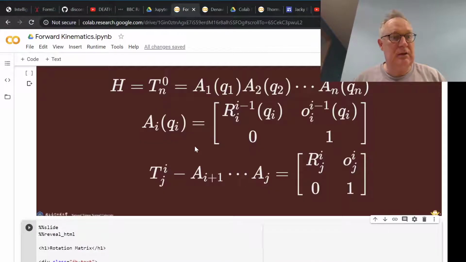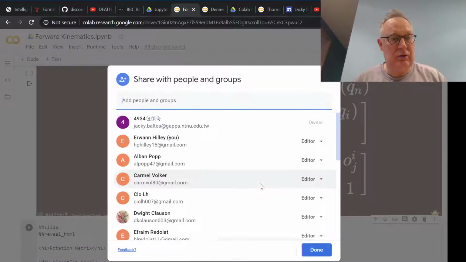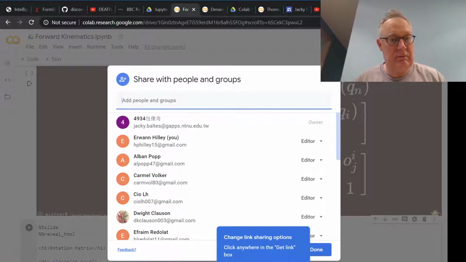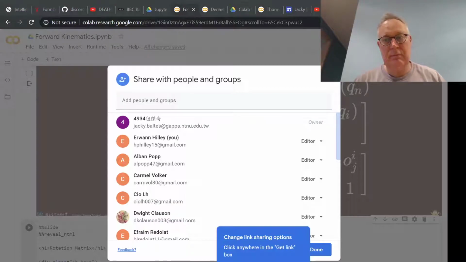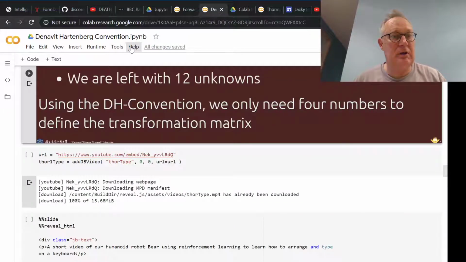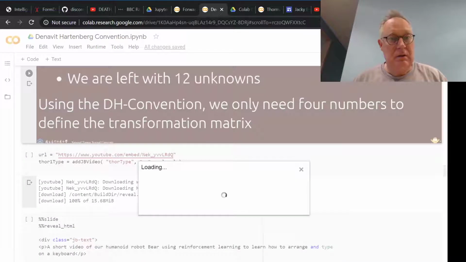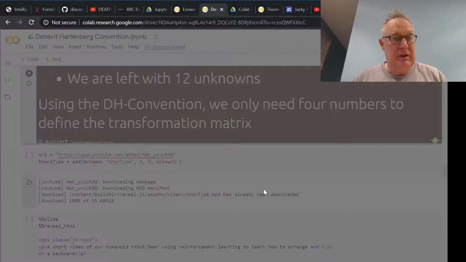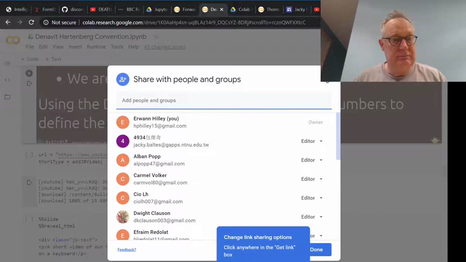Forward kinematics cannot be opened. How come? This is the link for forward kinematics, and right now I'm working on the Denavit-Hartenberg convention. So that would be here.